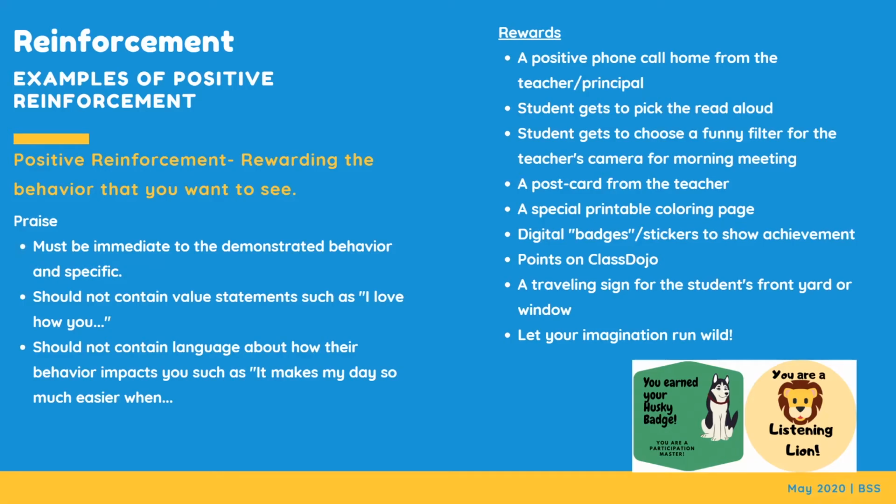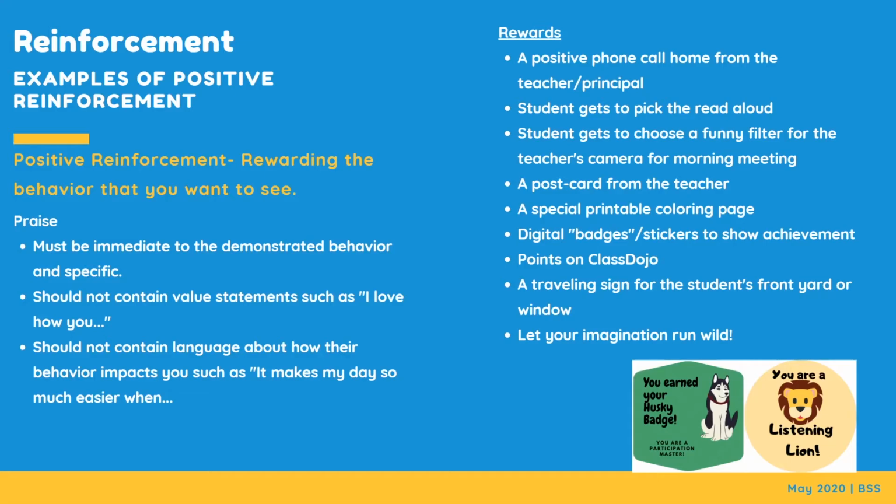So here's some examples of positive reinforcement that you might see or use in the classroom. Of course, we have specific praise, which I already touched on. It needs to be specific, immediate, and focus on what it shows you about the student rather than how their behavior impacts you as the teacher. We want to have students internalize their behavior as a positive aspect of themselves rather than externalizing it to how it impacts others. You can also have a set of rewards.